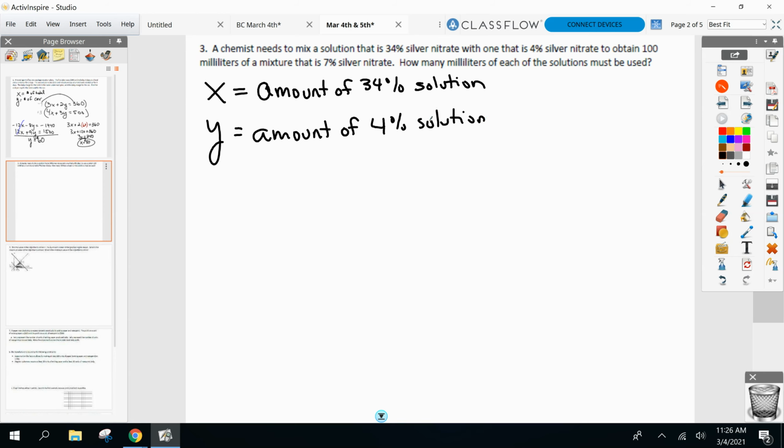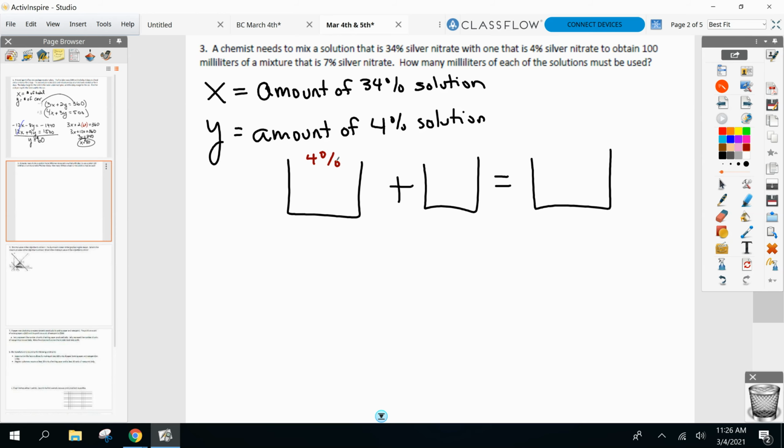If you guys remember when we did these, I like to see a visual. So I'm going to put my bucket 1, mix it with bucket 2, and then this is what I should end up getting, the third bucket. All right, let's talk. In the first bucket is going to go your 4% solution. How much? I don't know. You called it X. So that's in my 4%.